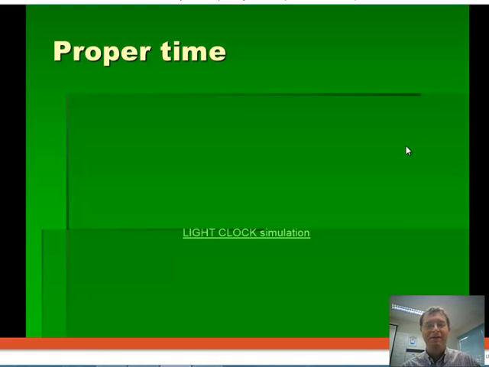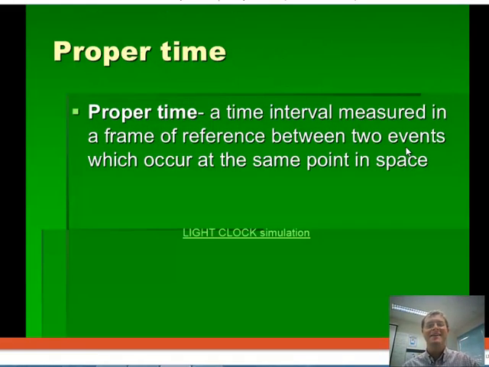A proper clock is the time interval measured in a frame of reference between two events which occur at the same point in space. So that means that your proper clock is the clock which is traveling with you. It's in the same frame of reference.